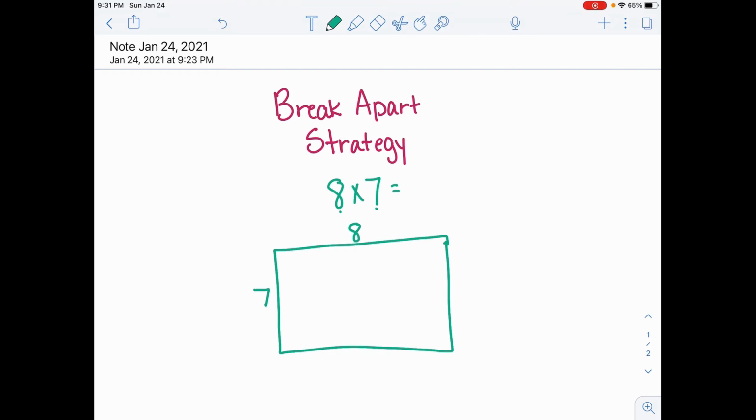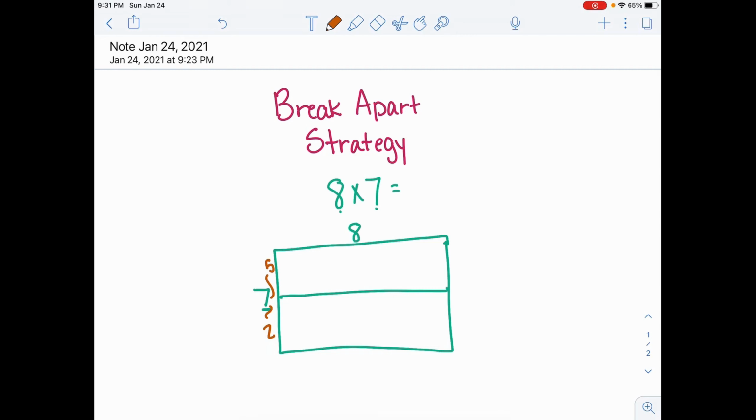The best thing to do is to think to yourself, what facts do you already know with mental math? So I'm going to take my 7, and I'm going to break my 7 apart. The way I'm going to do that is to turn it into a 5 and a 2, because I know that 5 plus 2 is 7. And I also know that I can multiply by 5 and I can multiply by 2 nice and easy.